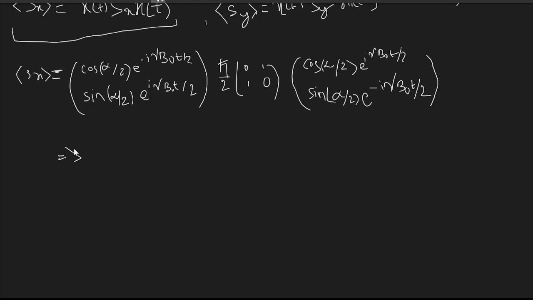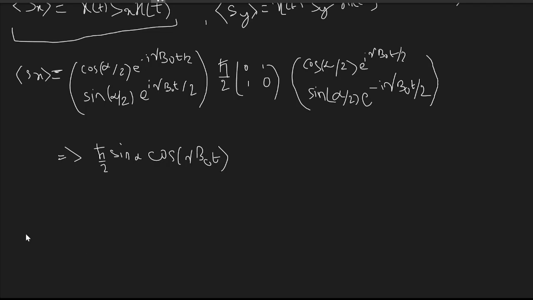So the final value that you will get after doing all of this calculation for your Sx expectation value is h bar divided by 2 sine alpha cos gamma b naught magnetic field into the t. So as you can see here, the expectation value in the x direction of a spin is dependent upon time.